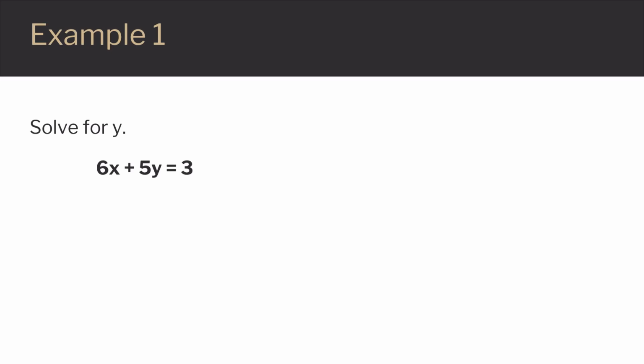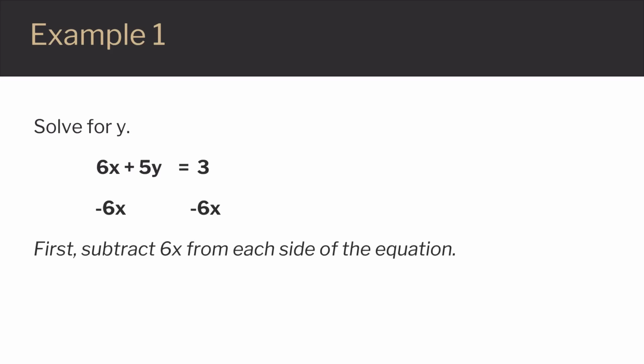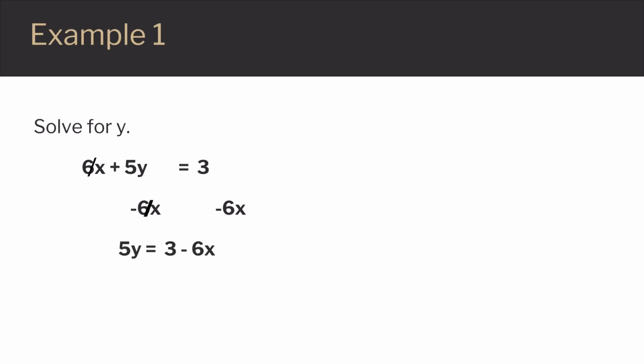Let's start off with 6x plus 5y equals 3. We want to solve for y. That means we want to get y by itself. The goal is to move everybody else away to the other side of the equation. The first step is to subtract 6x from both sides of the equation. Now the equation reads 5y equals 3 minus 6x.